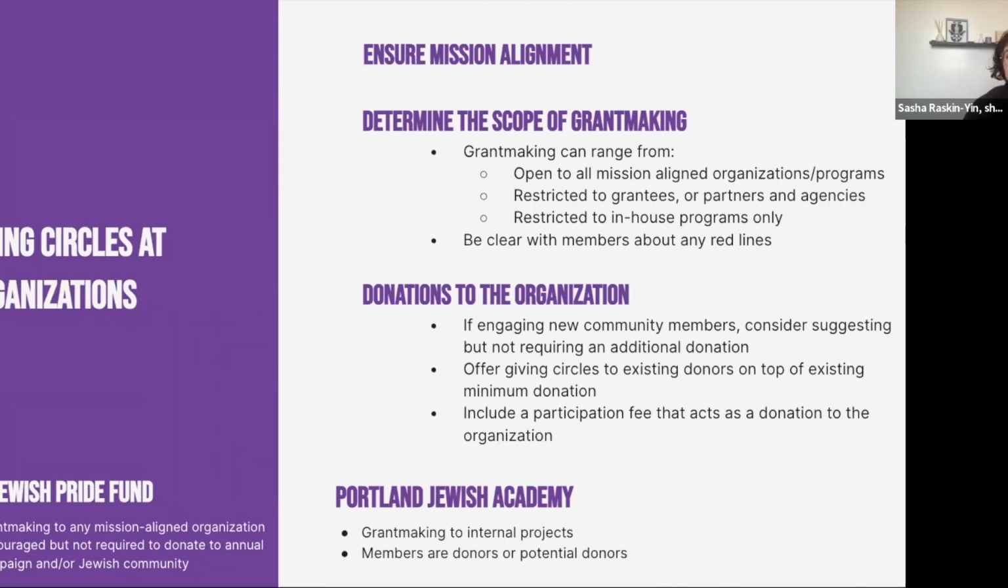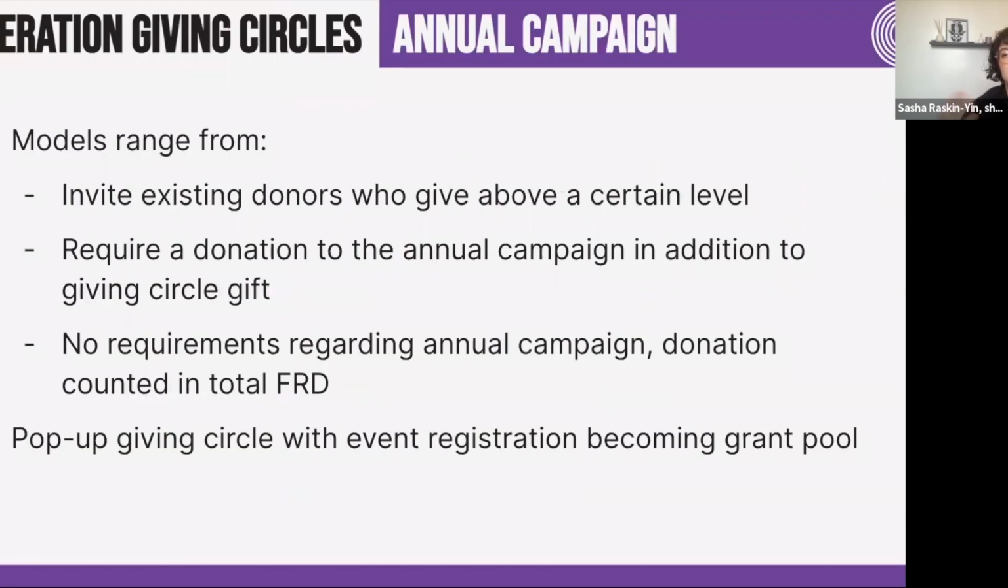The Jewish Pride Fund allows grants to any mission-aligned organization. It encourages but does not require a donation to the Federation's annual campaign and/or the broader Jewish community. Meanwhile, the Portland Jewish Academy Giving Circle grants only to internal projects proposed by teachers and staff and recruits from existing or potential donors.